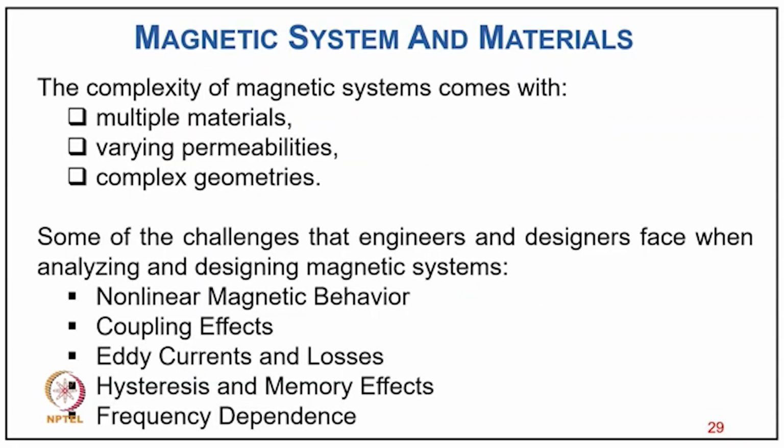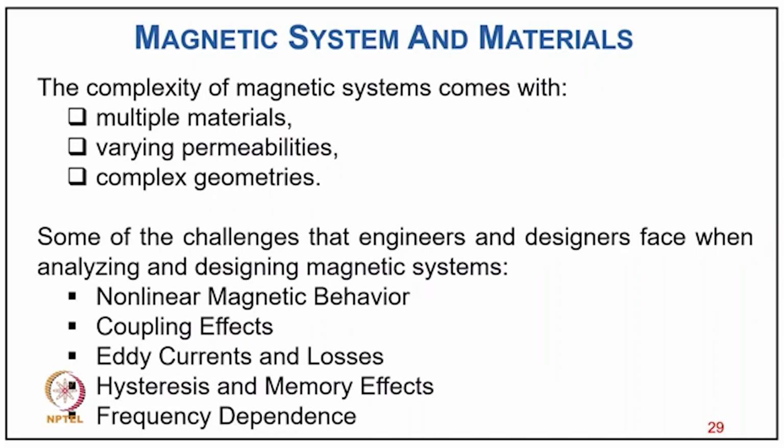Then coming to the complexity of the magnetic system, it comes with multiple materials which you are using in different parts of the machine, then the varying permeability of these materials. The permeability changes with the excitation, especially in ferromagnetic material, and then of course complex geometry, which we call flux barriers in some of the machines, as we mentioned for permanent magnet machines, and putting different kinds of magnets, maybe rare earth magnets, in the flux barrier.